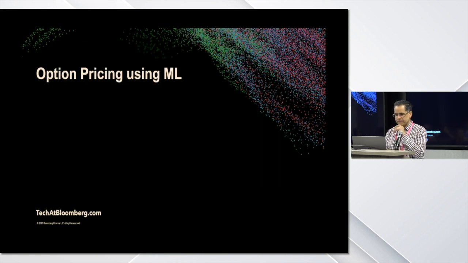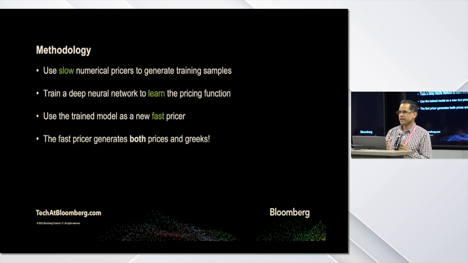Let's now look at how machine learning techniques can be applied for pricing options. So the idea here is we start with the slow numerical prices, which I had shown before, like PDEs or Monte Carlo, and then we generate millions and millions of training samples. Training samples means all the input features and the label, which is the price of the option. And once we have this training data set, we train deep neural networks to learn the pricing function, because we have seen the price is a smooth nonlinear function of all these inputs. So we can train a neural network to learn the prices.